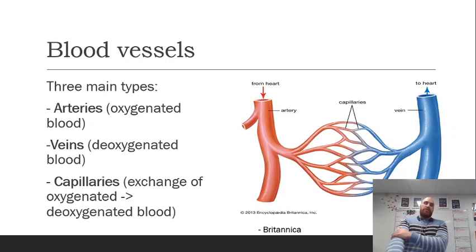Now, the blood vessels, three main types. We've got the arteries, which always take the oxygenated blood from the heart. We've got the veins, which take deoxygenated blood to the heart. And then we have capillaries. The capillaries are sort of all over our body, but mainly they're the exchange of oxygenated and deoxygenated blood.